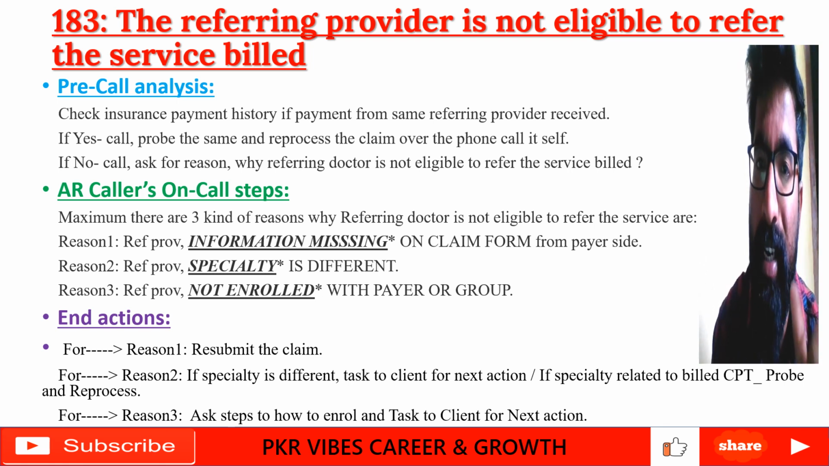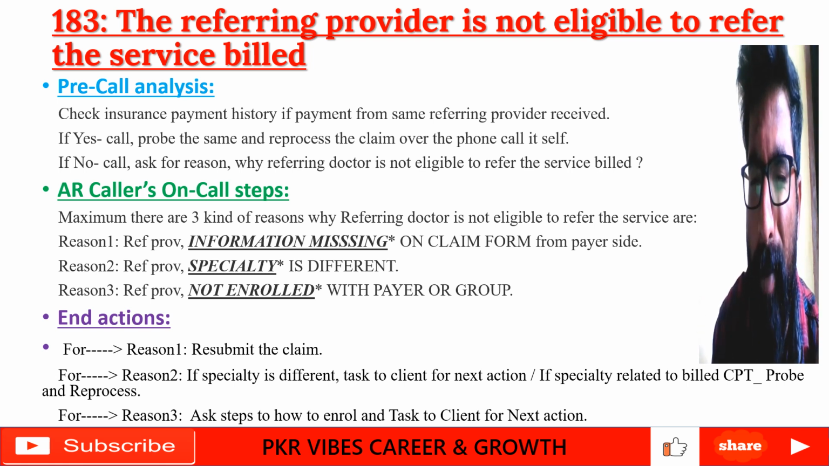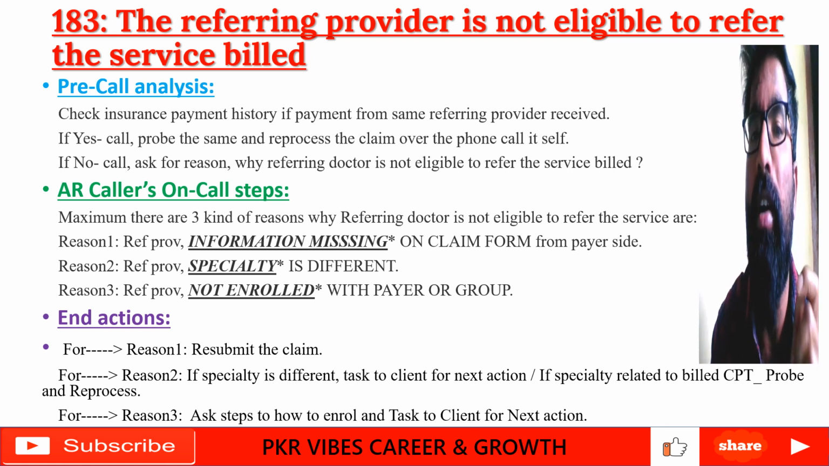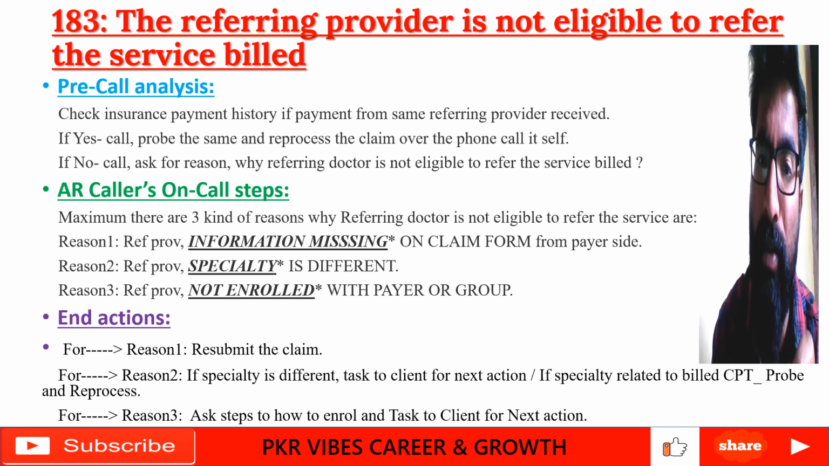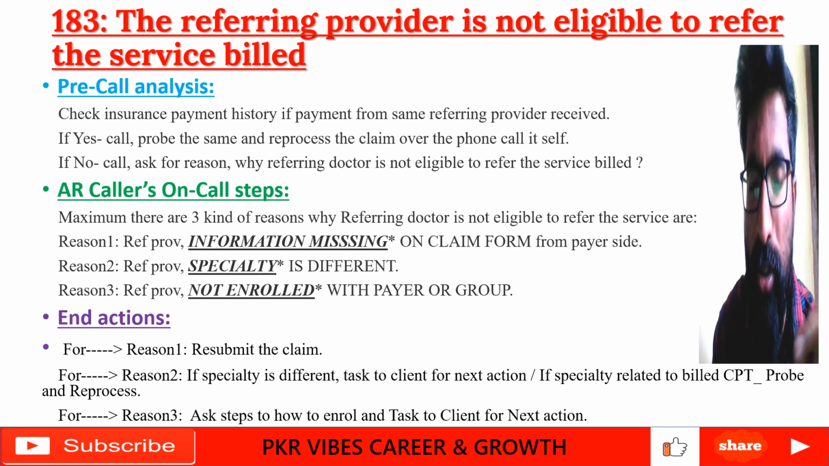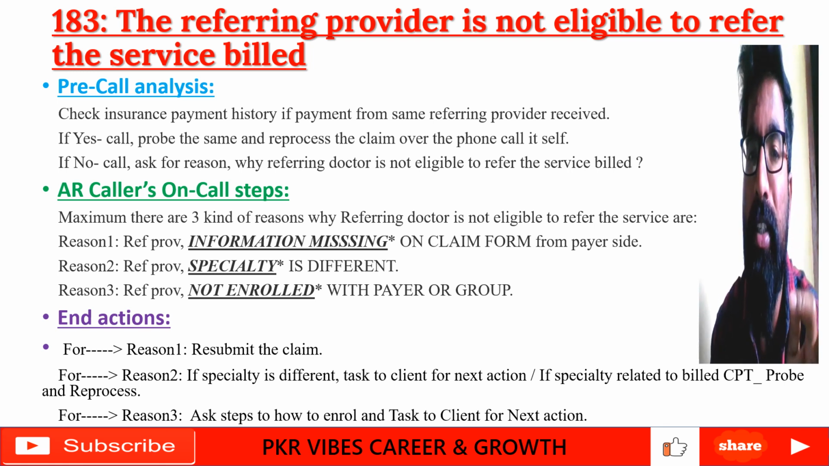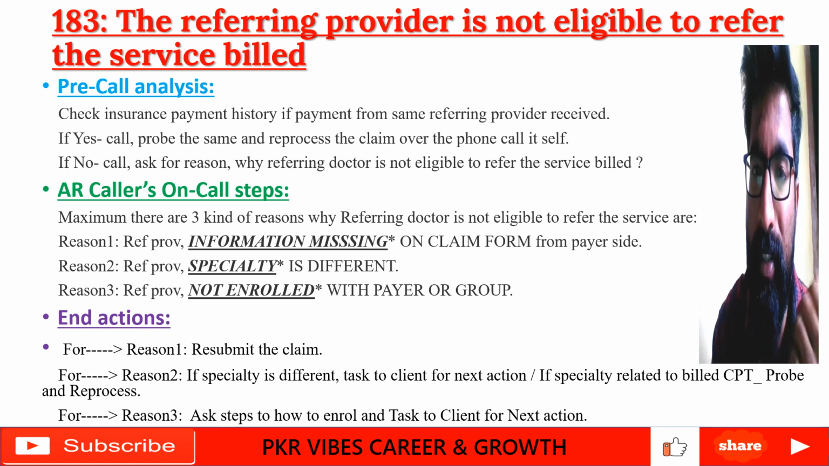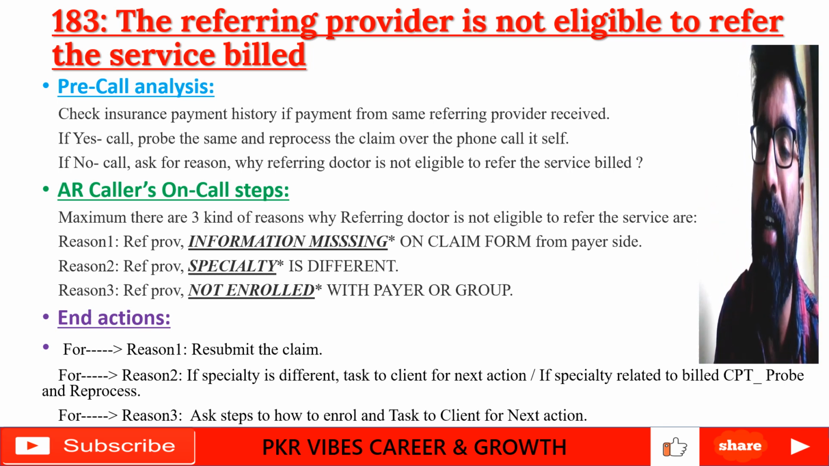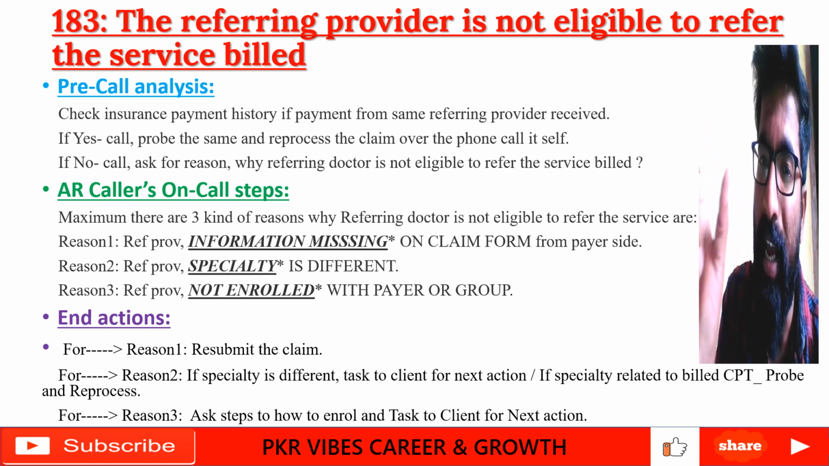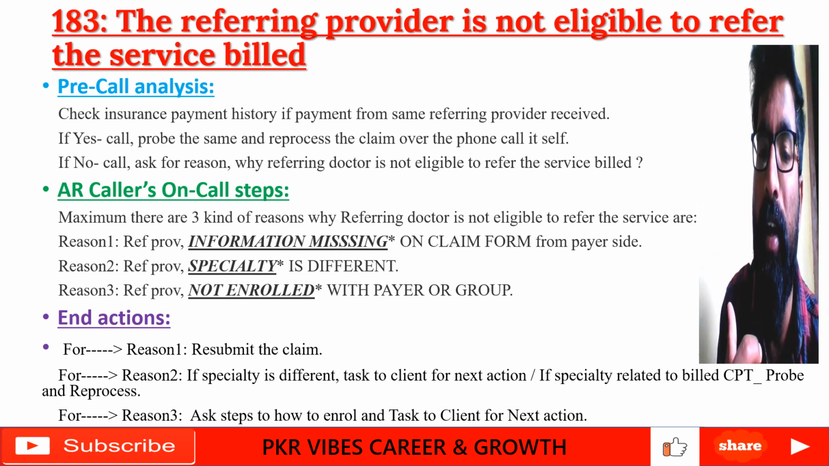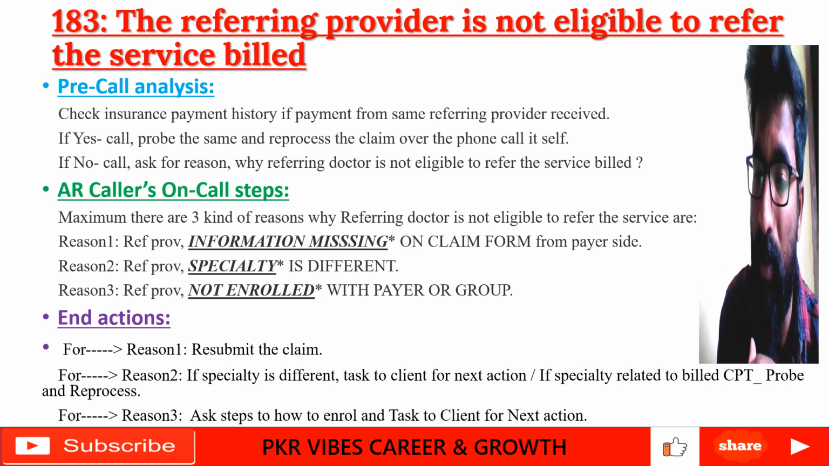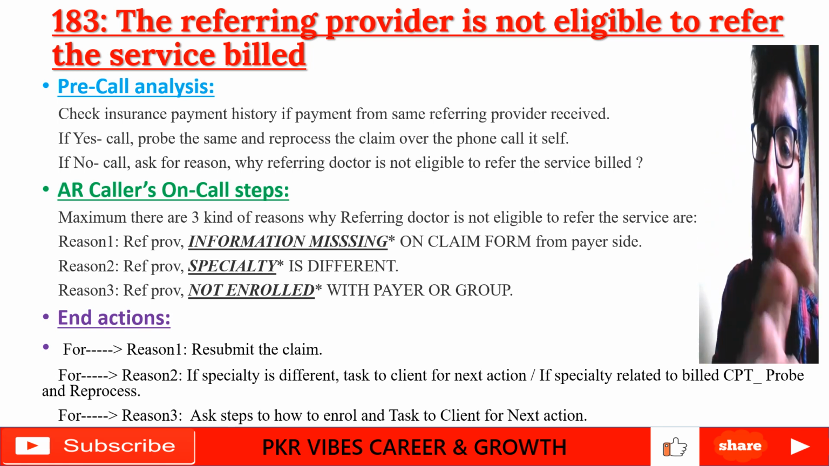So how can you check? By seeing the taxonomy. For example, if it is nephrology, you have to understand by seeing the medical records whether the billed diagnosis code is related to nephrology or not. Otherwise, you can enter the taxonomy's NPI number in the NPI registry, so that you can understand whether the billed services are related to the taxonomy or not. For example, if your diagnosis code is related to the nephrology taxonomy, and the billed services are also related to nephrology, then you should call the payer and probe that the billed specialty is not different, it is the same as the billed services.